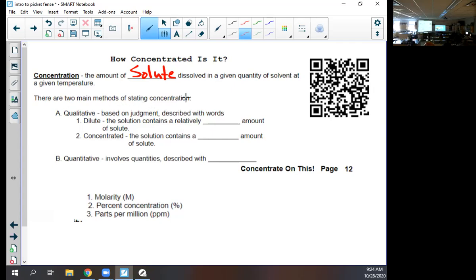But when we go to talk about concentration, we use a couple of main ways of stating it. First is qualitative, which means we just describe it with words. So dilute, we say that's a solution containing a relatively low amount of solute. So like it's watered down. If you were going to make lemonade and it was really watery, you'd say it has a low amount of mix in it, or you would say it's dilute. Versus concentrated, the solution contains a high amount of solute.